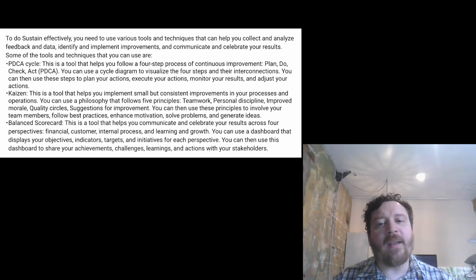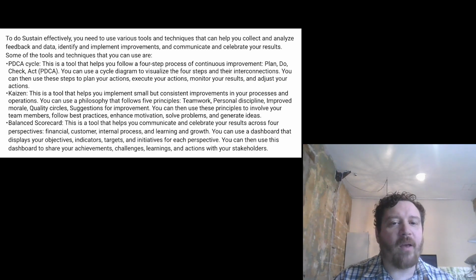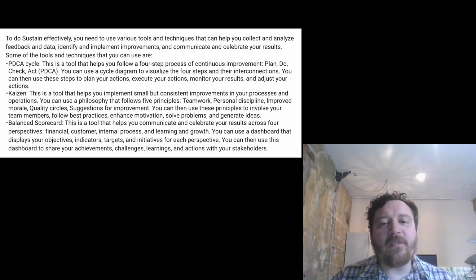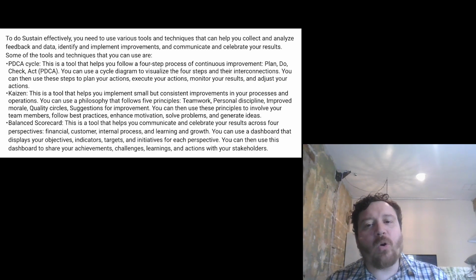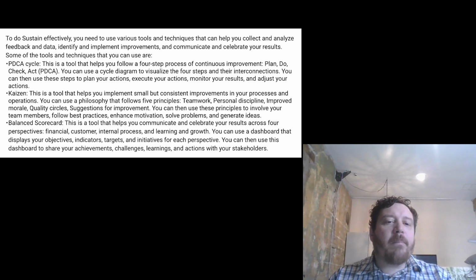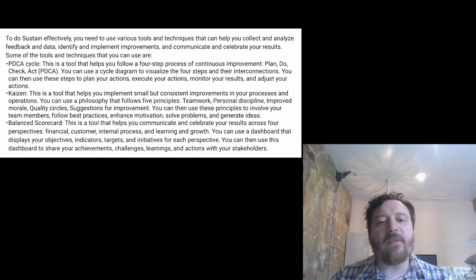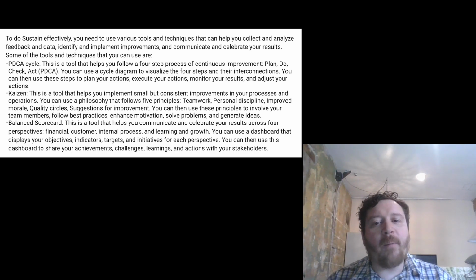Our business is an AI consultancy that provides AI algorithms based on any logical concept. We used the PDCA cycle, Kaizen, and balanced scorecard to do Sustain for our business. Here are our findings. PDCA cycle. We use the 4-step process of continuous improvement to assess our achievements and challenges. We learn from our experiences and our mistakes, and we adjust our plan and actions accordingly.